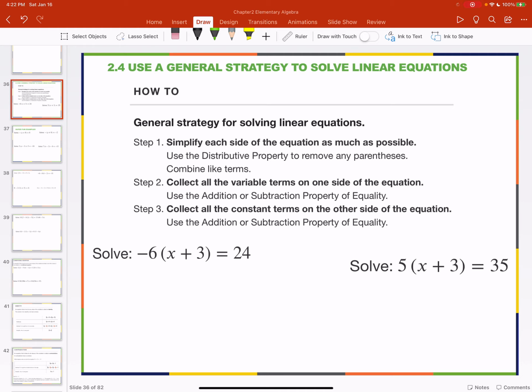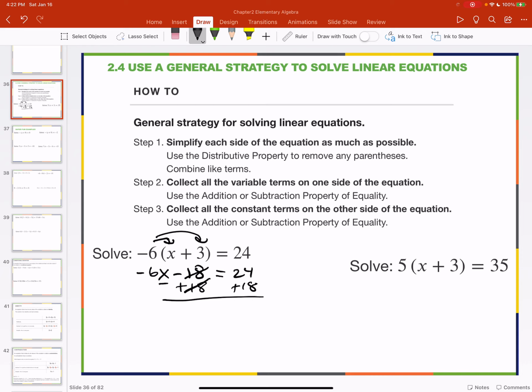So let's say here we have negative 6 times the quantity x plus 3 is equal to 24. Let's go ahead and distribute that negative 6. That would give you negative 6x minus 18, because negative 6 times positive 3 is negative 18, is equal to 24. Now we want to isolate x, so I'm going to add 18 to both sides.